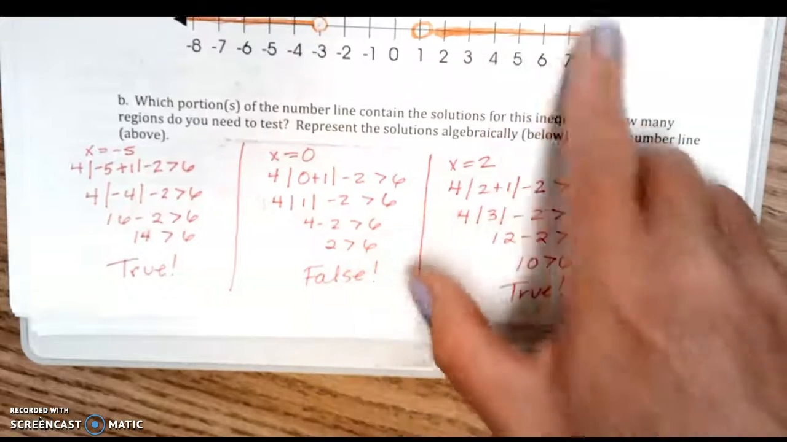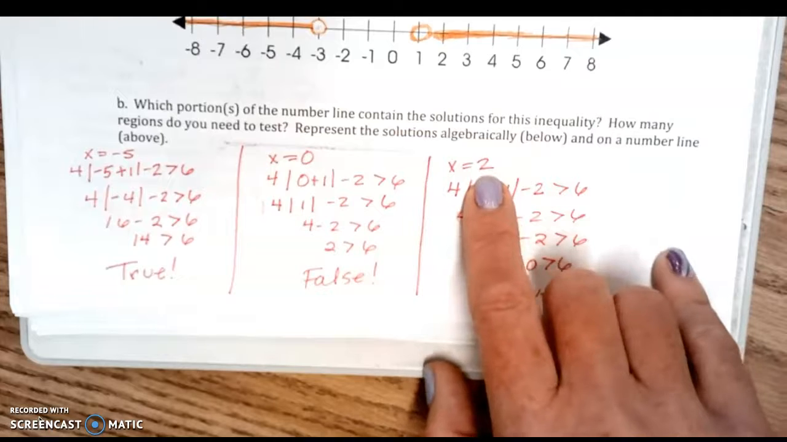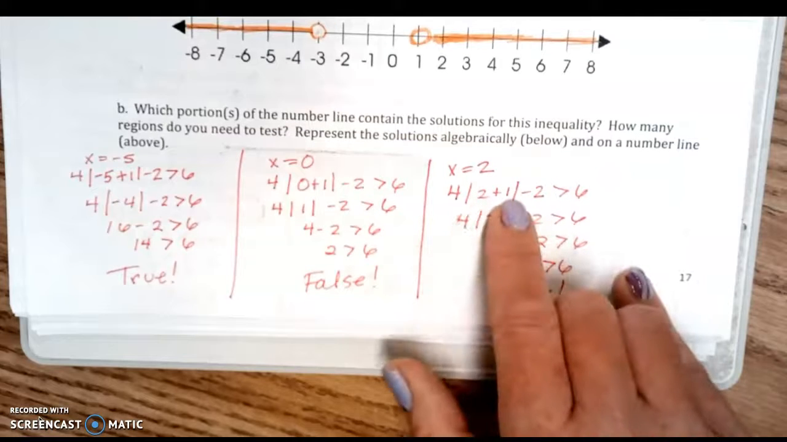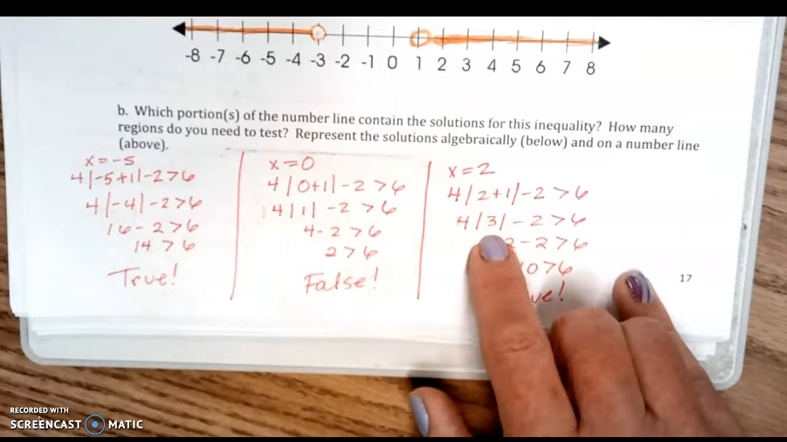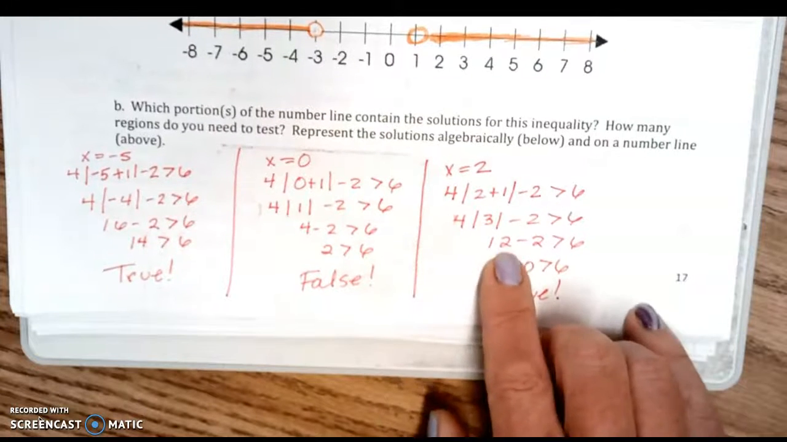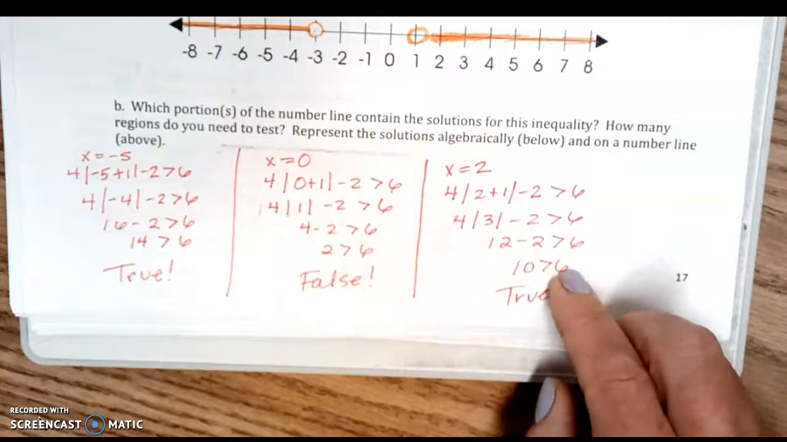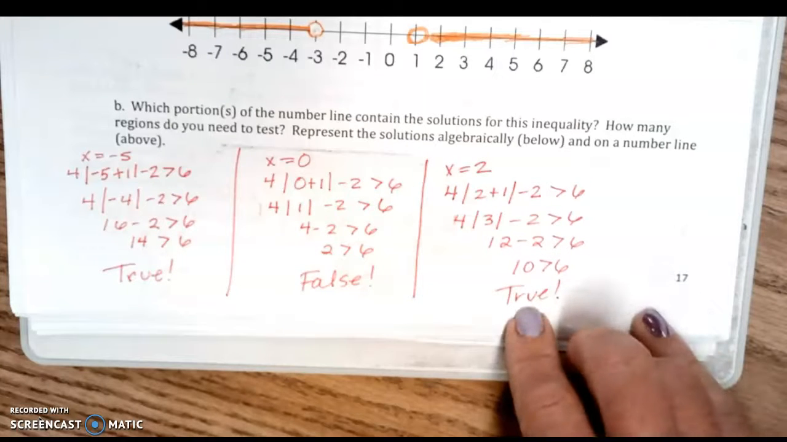And for this region over here, you can pick any of these numbers, but I just picked 2 because it seemed easiest. So 2 plus 1 is 3. The absolute value of 3 is 3. 3 times 4 is 12, and 12 minus 2 is 10. So is 10 greater than 6? Yes, it is, so you say true.